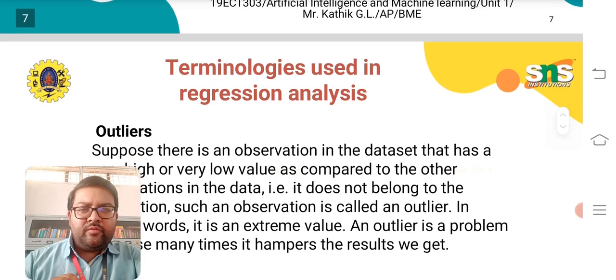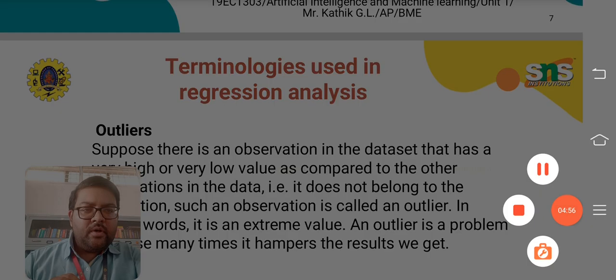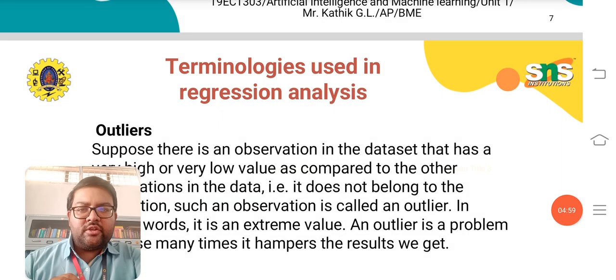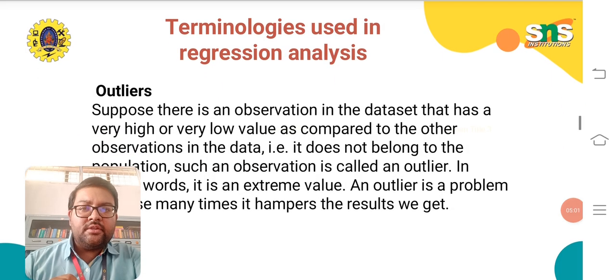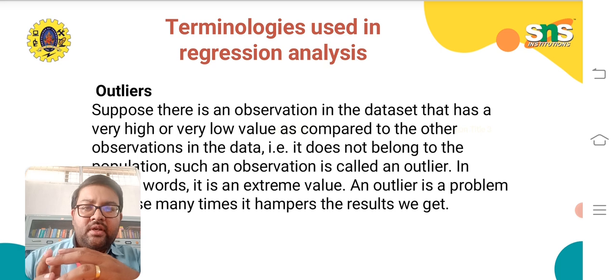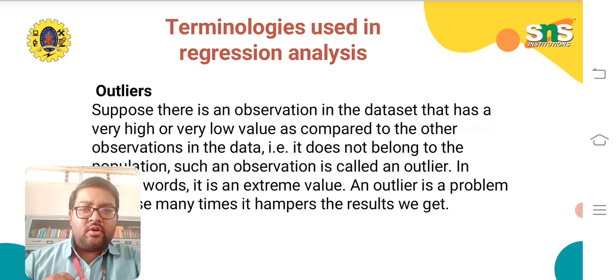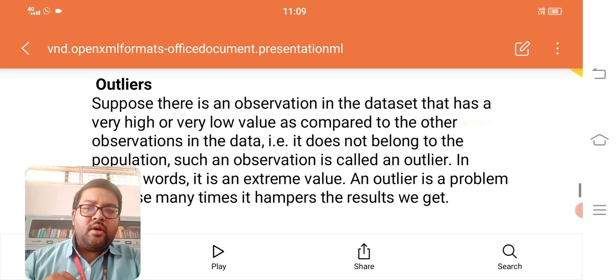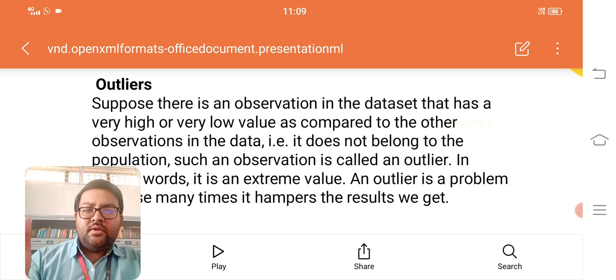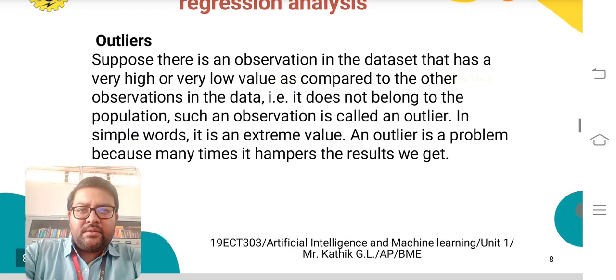Now we will see some of the important terminologies in regression analysis. One is outliers. Suppose there is an observation in the data set that has a very high or very low value compared to the other observations in the data, that is, it does not belong to the population. Such an observation is called an outlier. So they are beyond the higher limit and lower limit of the data that we consider, and we call them outliers.